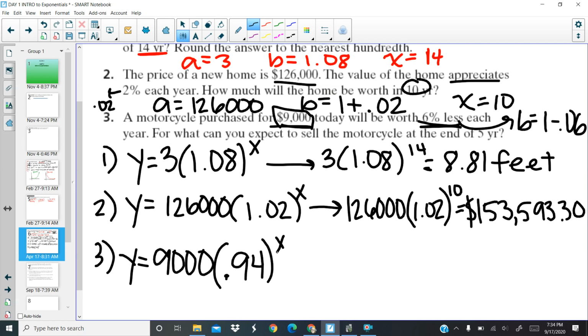If you weren't sure about the 1 minus 0.06, just type that into the calculator. I know that a lot of times with decimals that can get confusing, but that is going to be the 0.94. And then the question is asking what you can expect to sell the motorcycle for after 5 years. So that's where 5 is your time, so that's what you're going to plug in for x. So you would have to solve that out. It would be 9,000 times 0.94 and then raised to the 5th power because it's after 5 years.